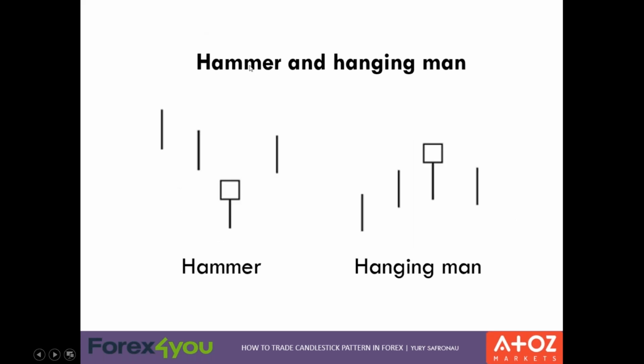So the next slide shows you the hammer and the hanging man patterns. The hammer and the hanging man patterns look exactly alike, but have different implications based on the preceding price history. Both have small real bodies, black or white, long lower shadows, and short or non-existent upper shadows. As with most single and double candlestick formations, the hammer and hanging man require confirmation before action.